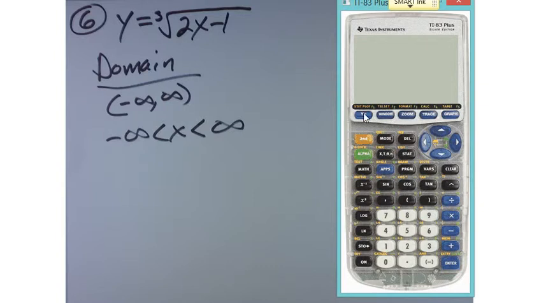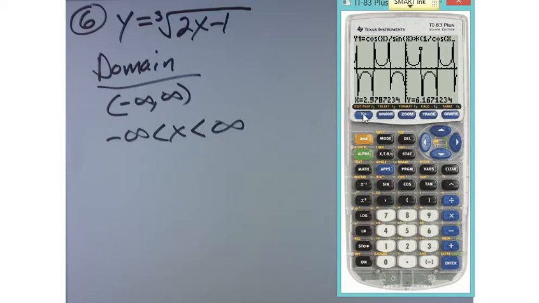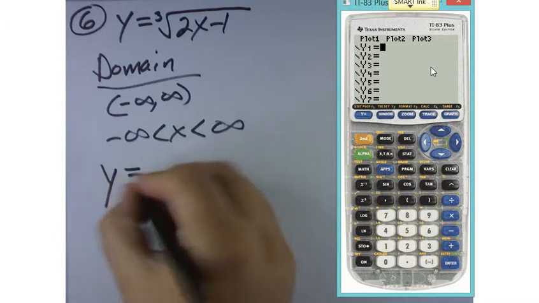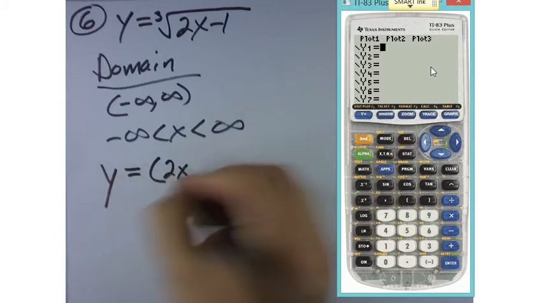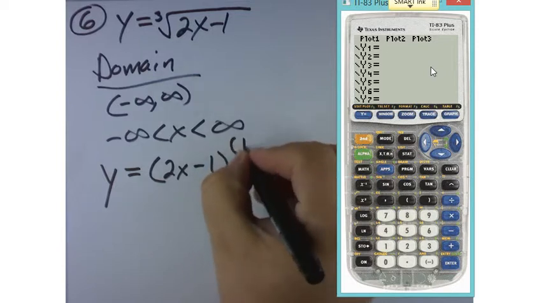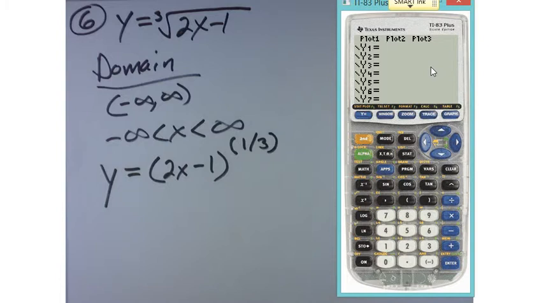So what I'm going to do is I'm going to graph this. Now we got to remember, how do I enter that into the calculator? Well, this is the same as y is equal to 2x minus 1. What do I raise that to? 1/3. Very good. If I raise that to 1/3, then I'm good to go. So let's plug that in the calculator. 2x minus 1 raised to the, in parentheses, 1 divided by 3.